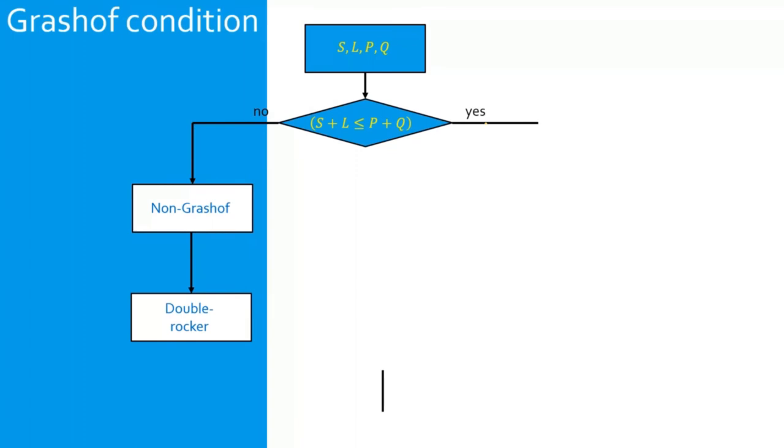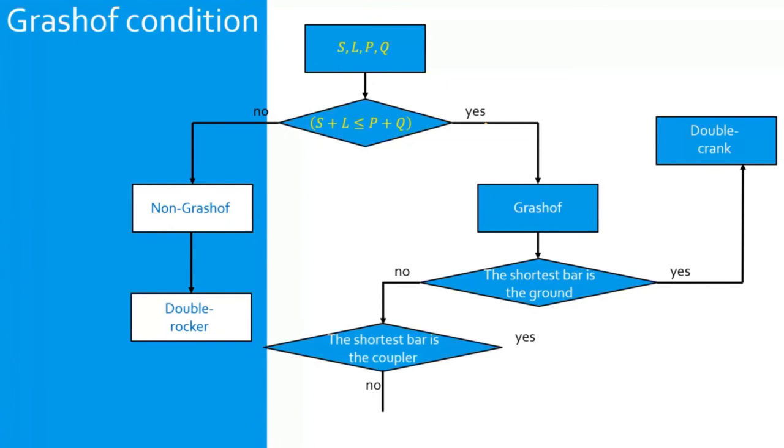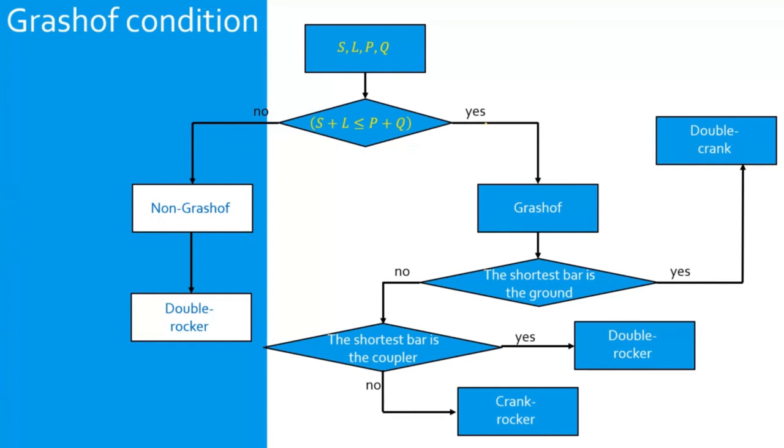Now, if it is Grashof, I need to see the position of the shortest link. If it is the ground, it is a double crank. If it is not the ground, I need to see if it is the coupler or not. If it is the coupler, it is a double rocker. And if it is not the coupler, it is a crank rocker. So we have here the four cases: the non-Grashof double rocker, the Grashof double crank, the Grashof double rocker, and the Grashof crank rocker.